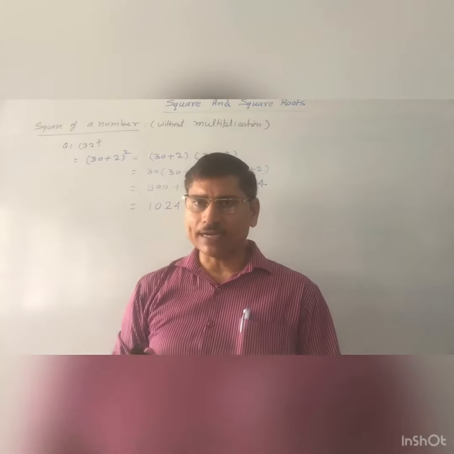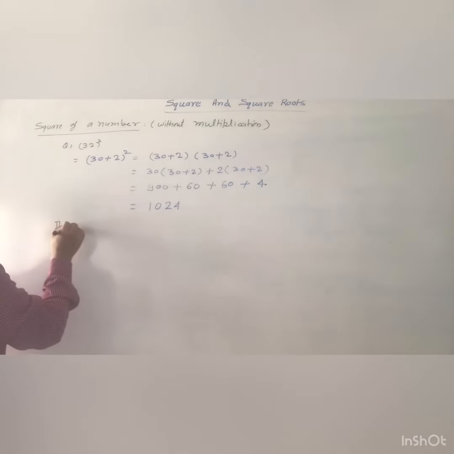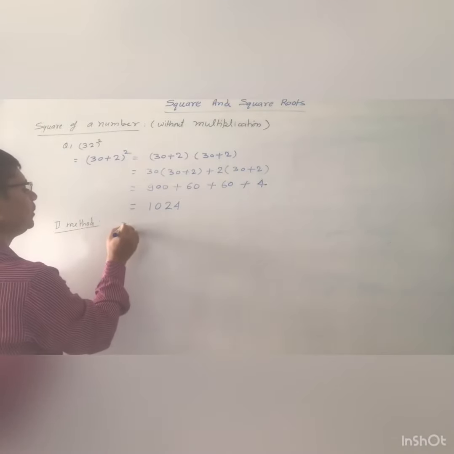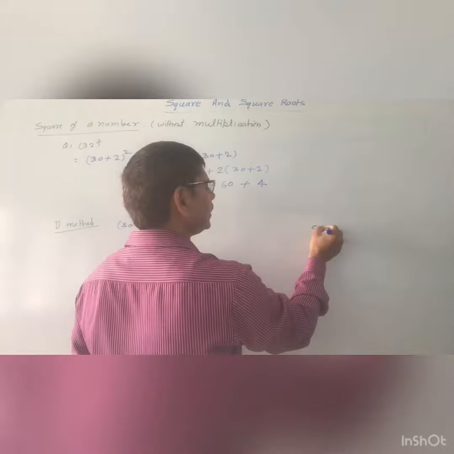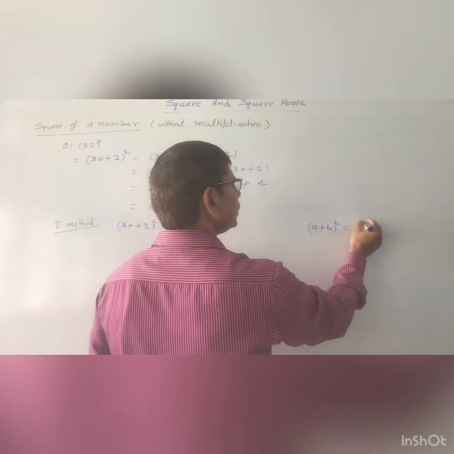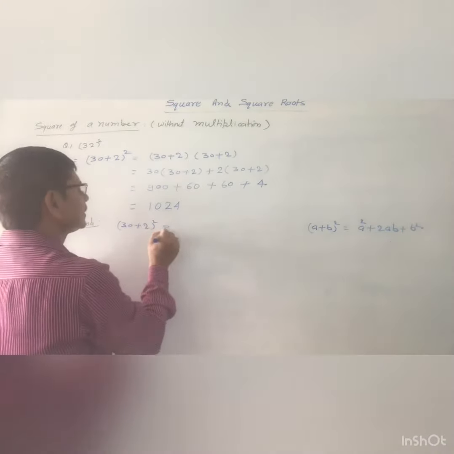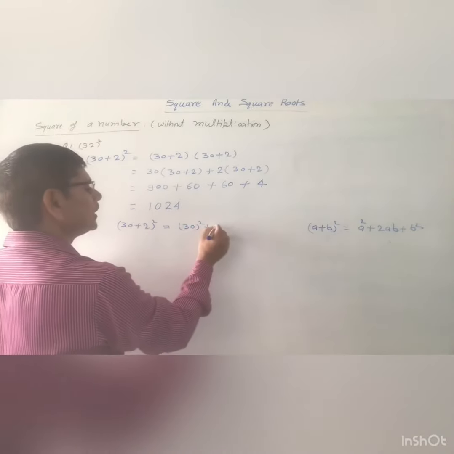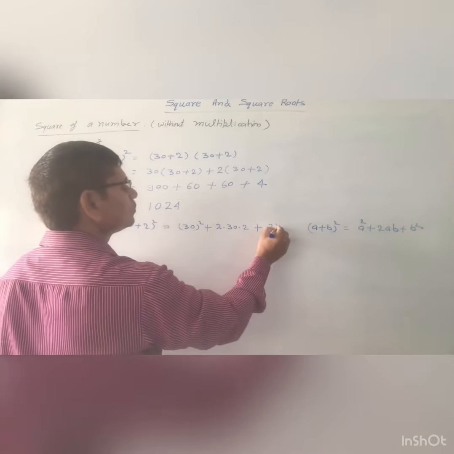Now another way to find the square of this number. Second method. Yes, you can find it by the second method. This is written as 30 plus 2 whole square. You know the identity a plus b whole square equal to a square plus 2ab plus b square. So you can write a square means 30 square, plus 2ab, that is 2 into 30 into 2, and plus b square means 2 square.